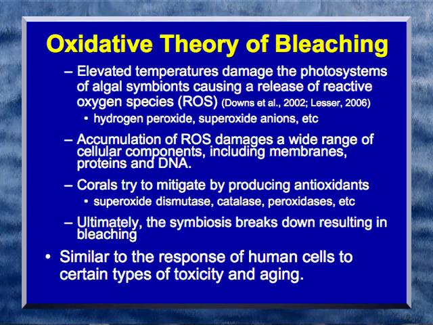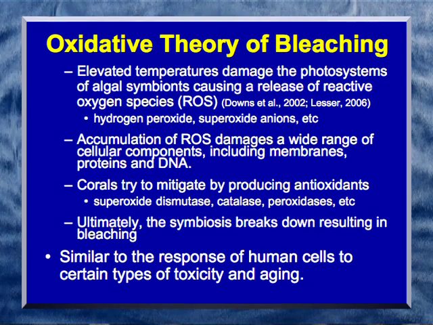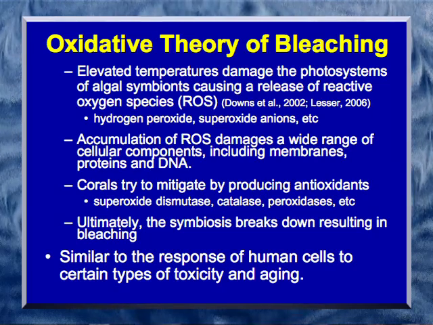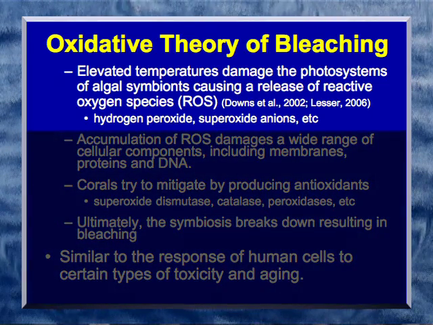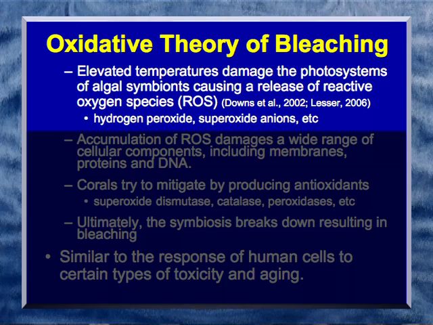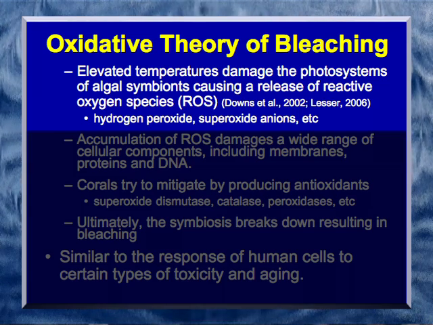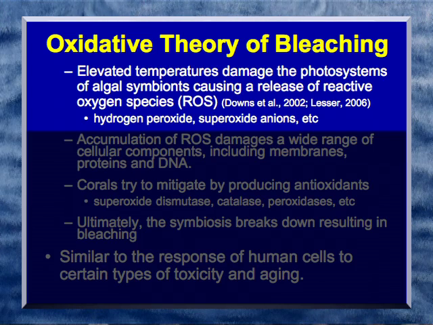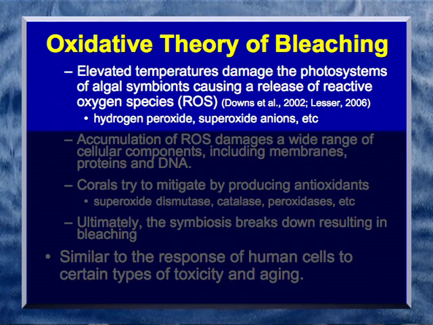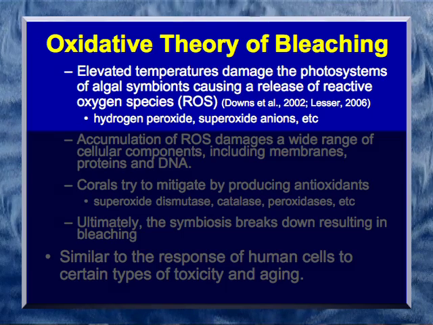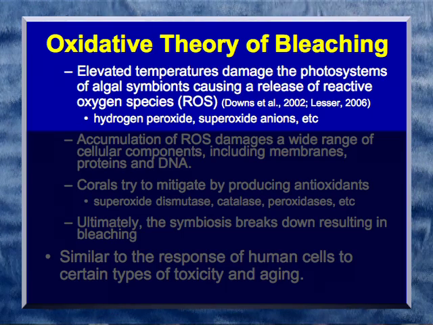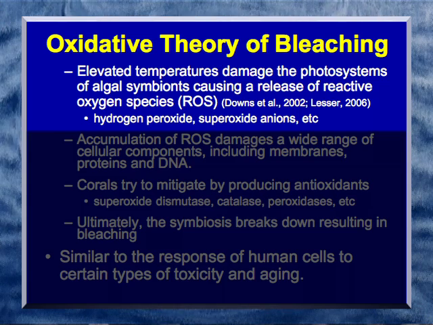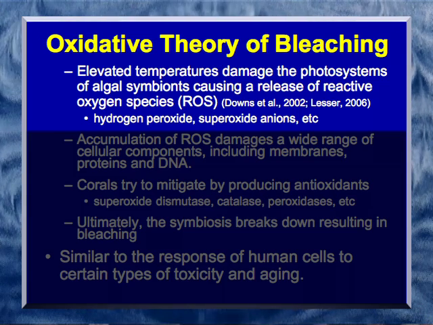So the oxidative theory of bleaching involves the production of reactive oxygen species. At elevated temperatures, there is damage to the photosystem of the algae, the symbionts, because they're photosynthetic organisms. The elevated temperature causes them to release reactive oxygen species, or ROS, which are known as hydrogen peroxides or superoxide anions.